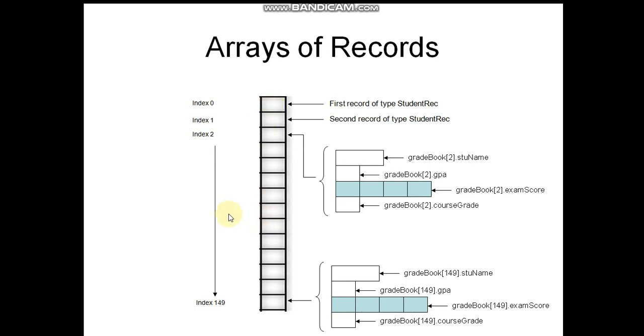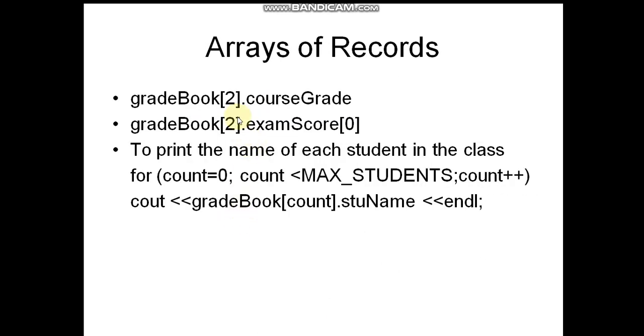The array subscript tells which slot record is required. So if the third record is required, then we will use the subscript 2. Exam score, as I mentioned previously, is an array itself. So here we will use the subscript for accessing its particular slot. Zero index means the first slot is mentioned here.